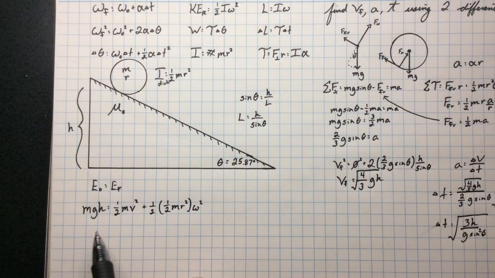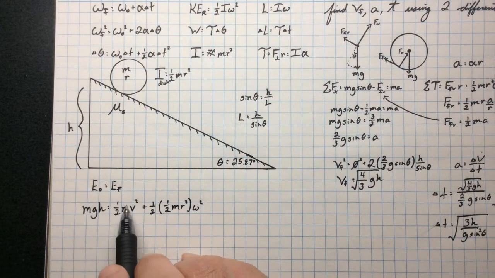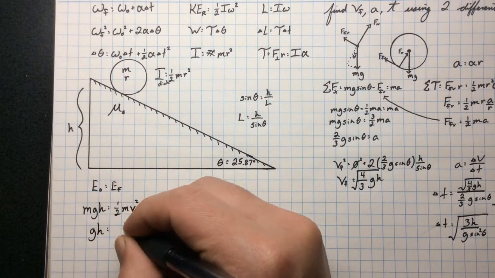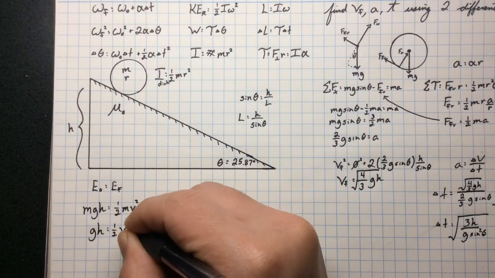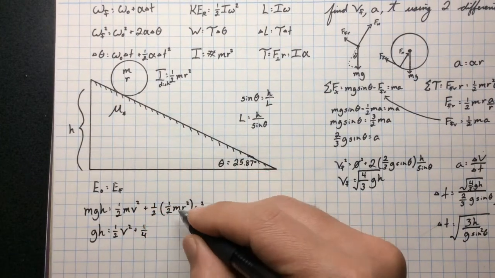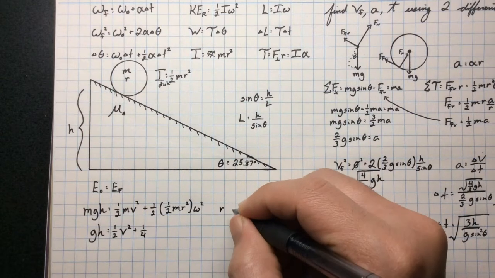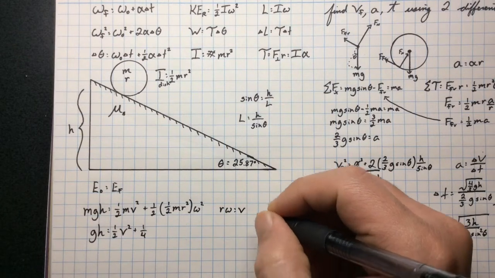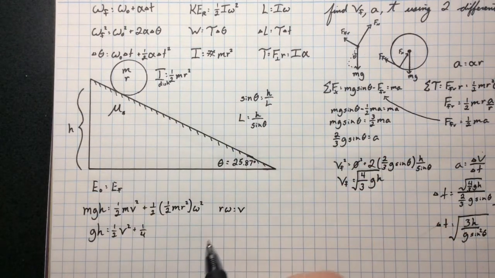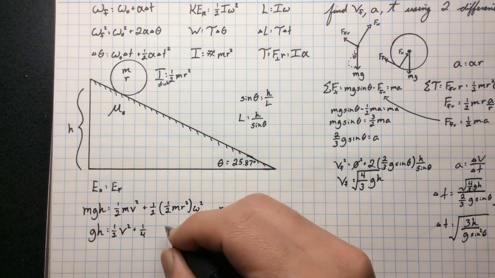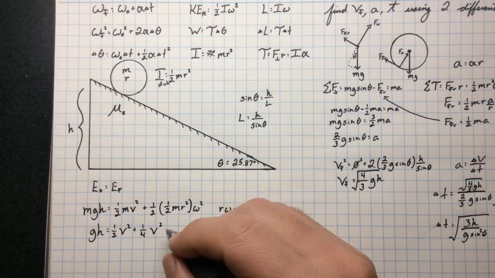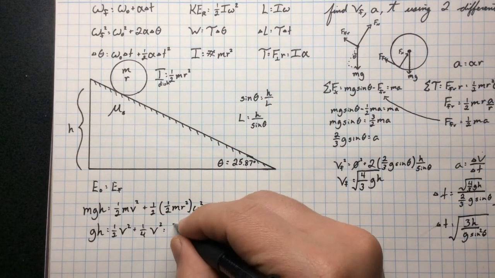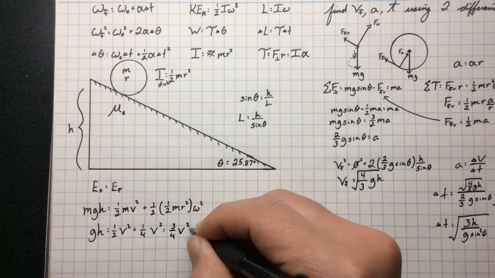Looking at this, let's see what goes away. This turns into a fourth. m goes away, m goes away, m goes away, because they all have m. So we have g times h equals 1/2 v squared plus 1/4, right? And like we said before, the angular stuff times the radius is equal to the translational or the tangential stuff, so that'll be v squared. All the m's have canceled out. And let's see, a fourth plus a half: a half is 2/4, 2/4 plus 1/4 is 3/4. There you go, 3/4 v squared.